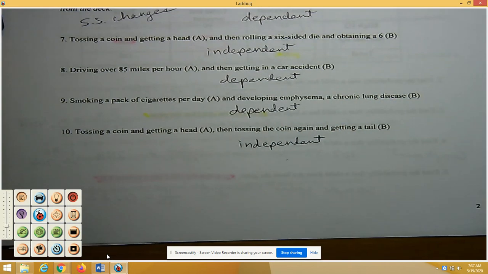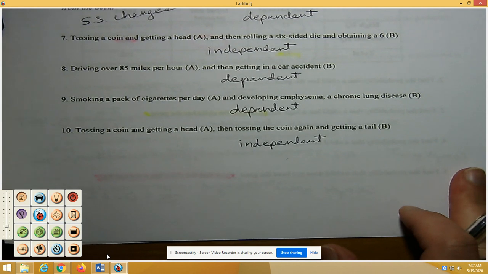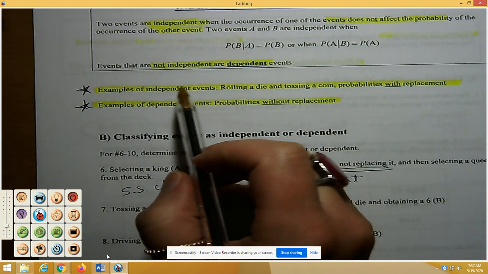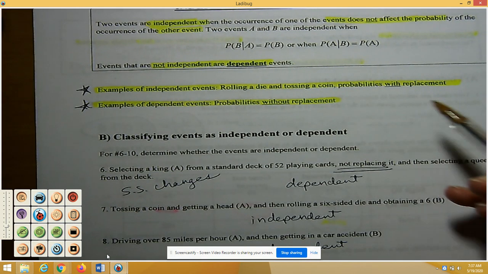Okay, so just to summarize, independent events is when one does not affect the other, and it's always with replacement. However, dependent events is when one event affects the others, and it's always without replacement. Okay, and that's what we have highlighted up here, so I would try to memorize that or use that as a reference.